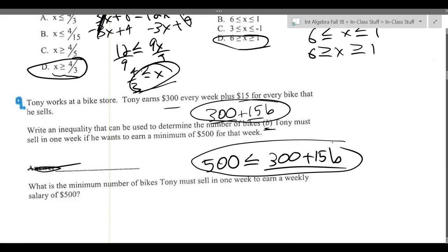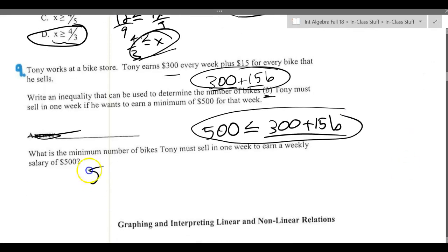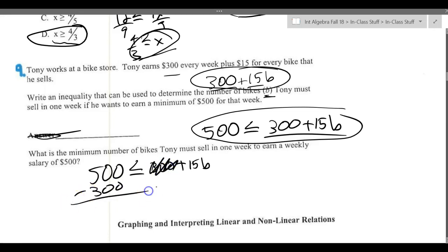What is the minimum number of bikes? So let's just solve this. 500 less than or equal to 300 plus 15B. Subtract 300, so 200 is less than or equal to 15B. Undo the 15 times something, you could say.